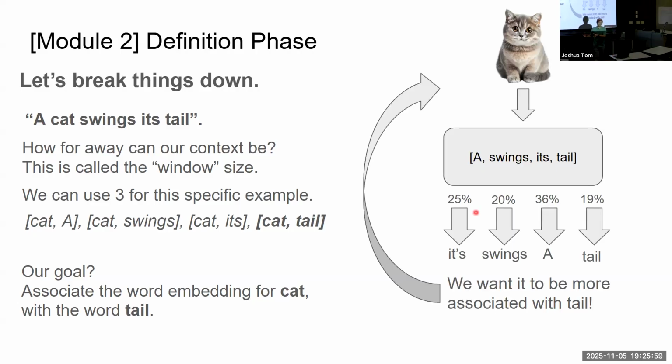And we want to move, how do I put this? Take the word cat, output tail. We want those two vectors to be more closely related to one another. Okay, wait. Does anybody have questions? I've gone way too far before stopping for questions.